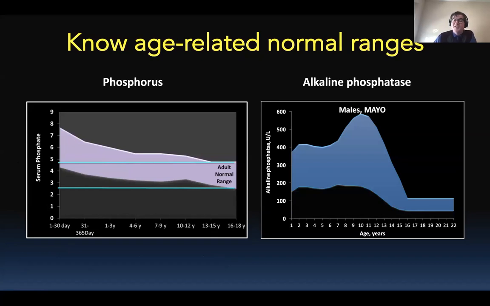It's also important to know your age-related normal ranges, and I can't stress enough that you can't assume that your clinical laboratory is giving you an appropriate age-related normal range. As you can see here, the adult normal range for phosphorus is much lower than the infant normal range for phosphorus. And so I have still seen patients whose diagnosis was delayed because their doctor had checked at a lab that was giving them adult normal range. Likewise, the normal range for alkaline phosphatase is considerably higher in children than adults.